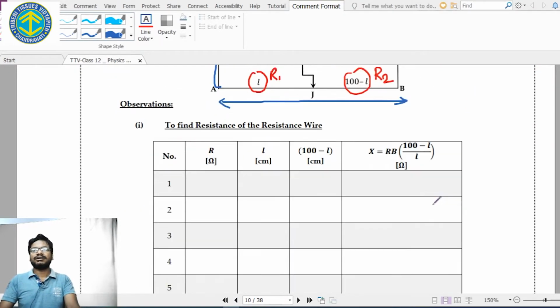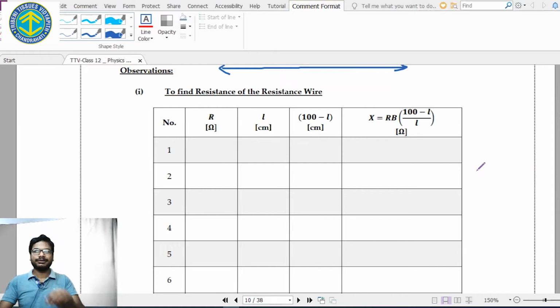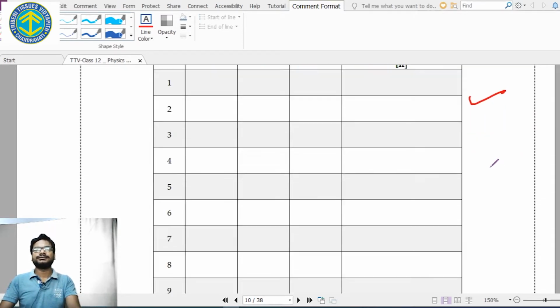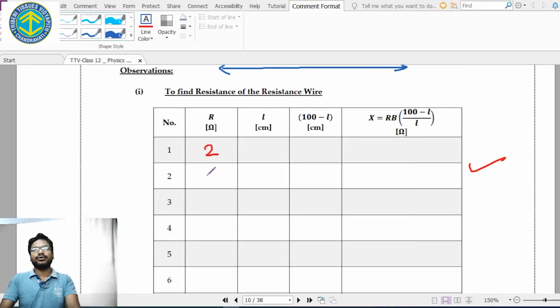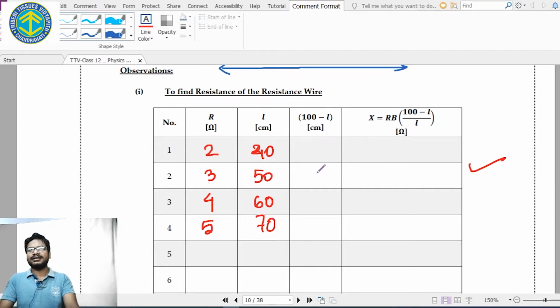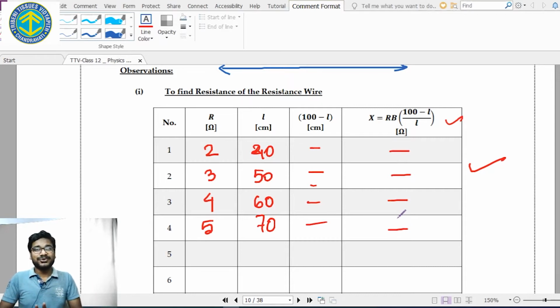Okay, so this is our observation table. We have to fill up this observation table. Suppose RB takes 2 ohms, 3 ohms, 4 ohms, 5 ohms, and we'll find out the length. Suppose this is 40, 50, 60, 70, likewise whatever we get, we'll put the value, and we'll find out 100 minus L. The values will be filled in over here, and we are going to calculate with this formula and find out the unknown resistance. This is the work we have to do.